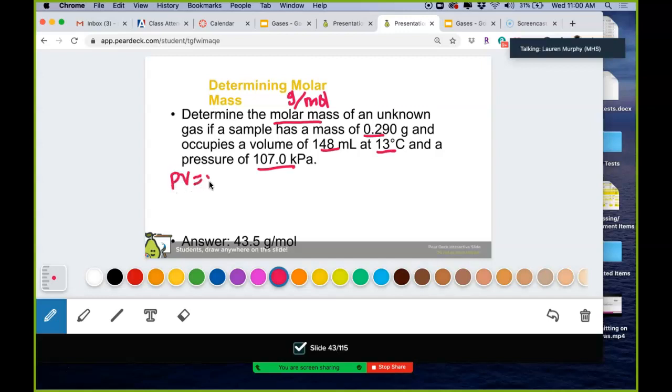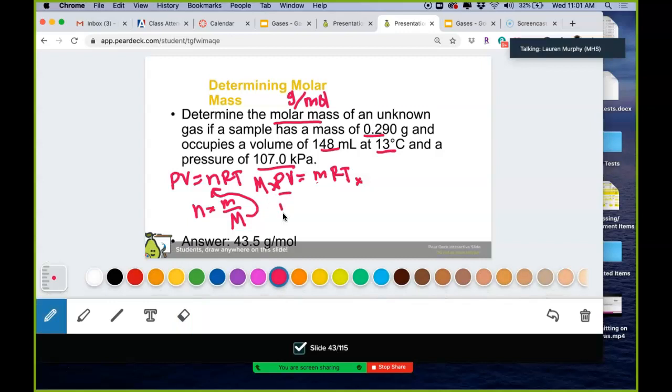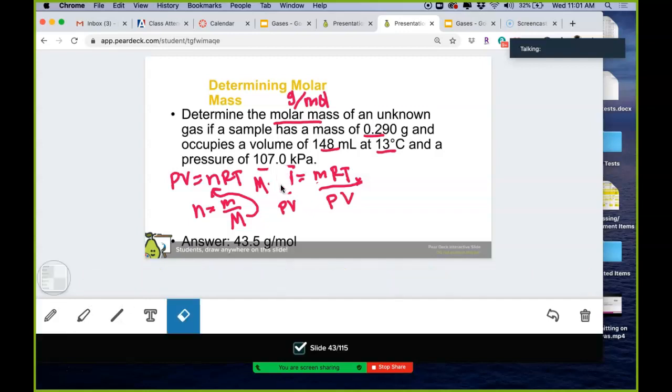I see one pressure, one volume, one temperature, and I see grams, and I know I have this equation where PV equals nRT, and that moles on my equation sheet says mass over molar mass, and now I can just plug that into there. So PV equals mass over molar mass, RT, and then I rearrange, I multiply both sides by molar mass, and then I isolate the molar mass, so I divide both sides by PV. So this is my equation. Molar mass is mRT over PV.